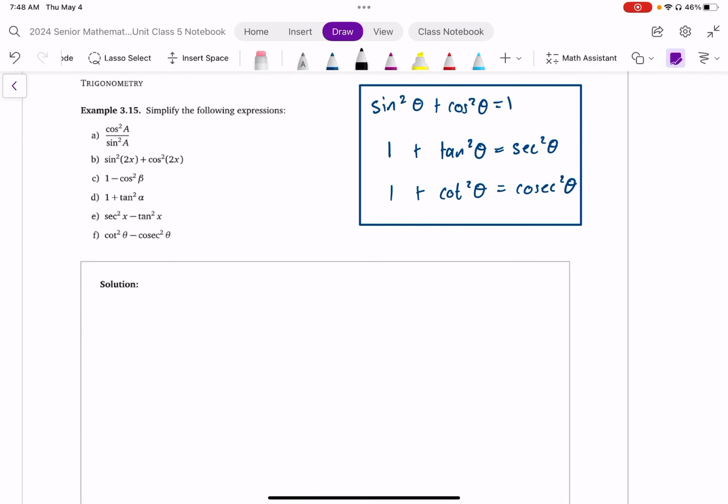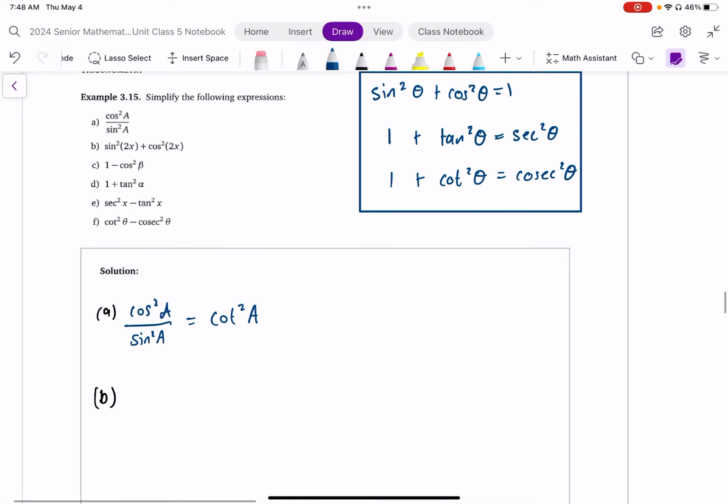So in this very first one here, I've been given cos squared angle A over sine squared angle A. Well, this is just going to be cos on sine. Now we said in the last lesson that cos over sine is cot. So this would be cot squared A. A rather nice easy one to start. And we didn't have to use any of those results there.